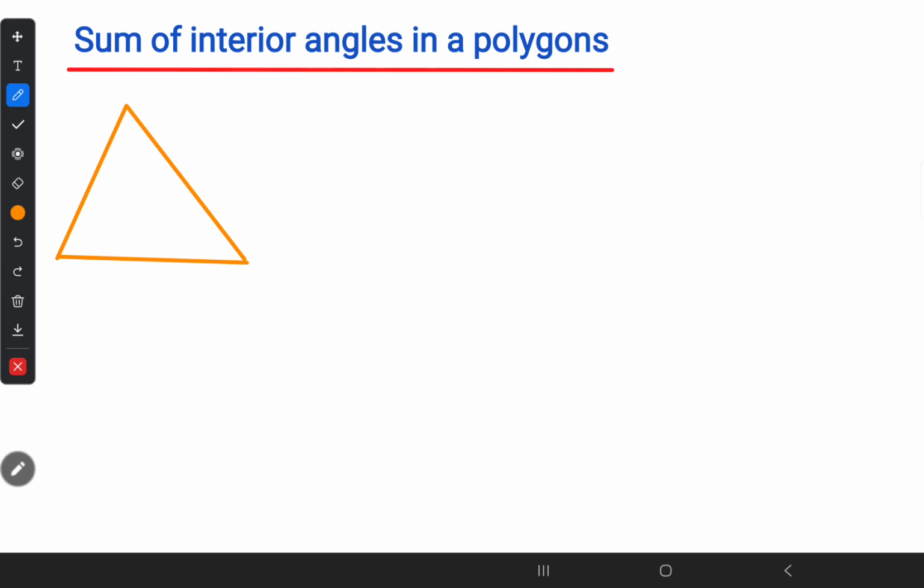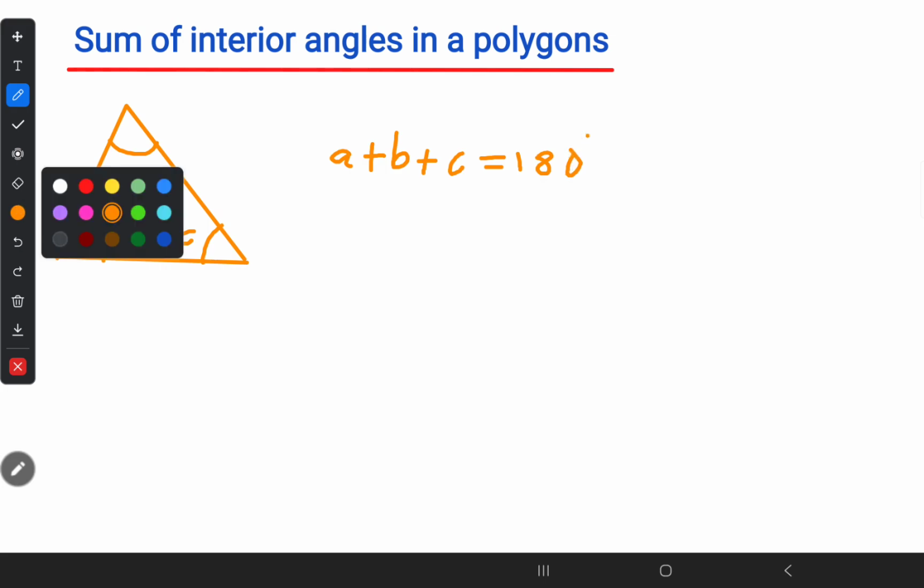So here I used a scalene triangle. That means all three sides are different in length. Here we are not going to consider their lengths. We are going to deal with their interior angles, the sum of interior angles. From our previous grades, we know the sum of interior angles in a triangle. I will denote this as A, B and C. The sum A plus B plus C, the sum of interior angles in a triangle, is just 180. We know that already.